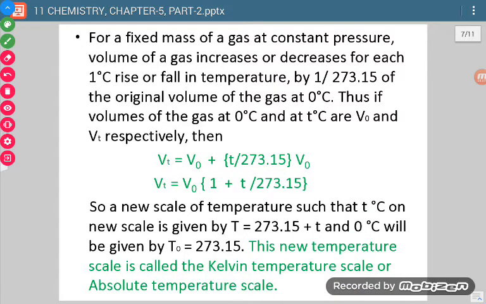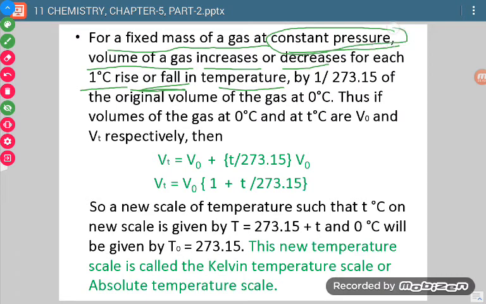But there is one more form of Charles' law, and that form is also important because from that particular form we develop a particular definition. Okay. So what is the law? For a fixed mass of gas at constant pressure, volume of gas increases or decreases for each 1 degree rise or fall in temperature. Now let us understand this much. What does it say? It says that constant pressure should be there, and mass should be fixed for a gas.